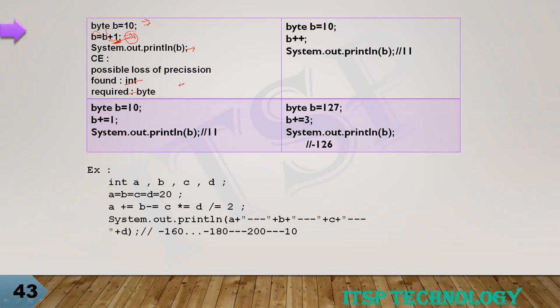Why? Because we have two operands. If you perform one arithmetic operation with two operands, then that output will become an integer. Okay, the bigger output type will be obtained.